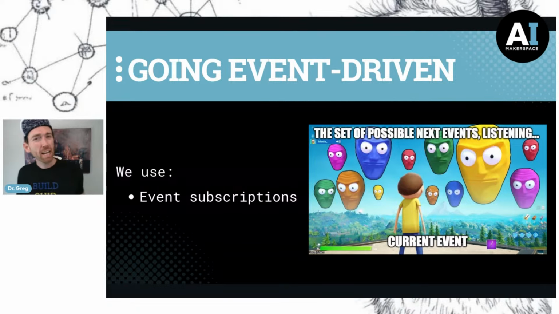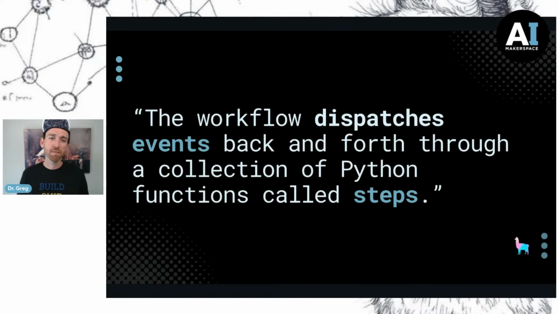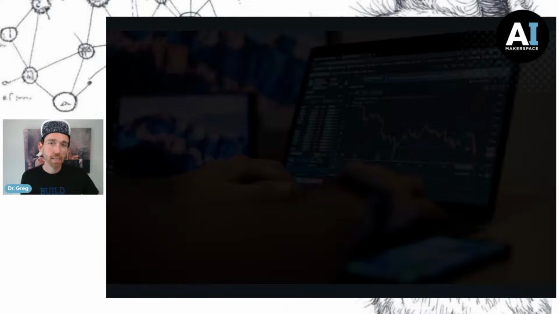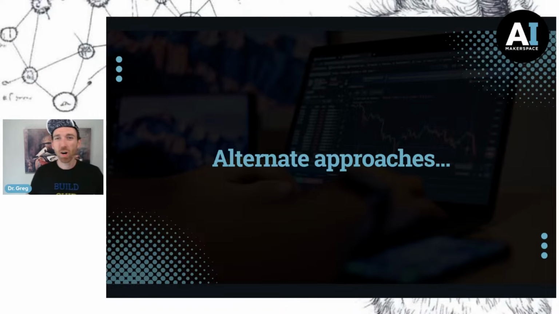So what's happening is we're getting this dispatching that the workflow is doing back and forth through the different steps. Those are Python functions. And so we have steps, we have events, we have this event-driven architecture. It's not quite the same as the loop, cyclic graph-based approach. Let's just double-click in on that for a minute.